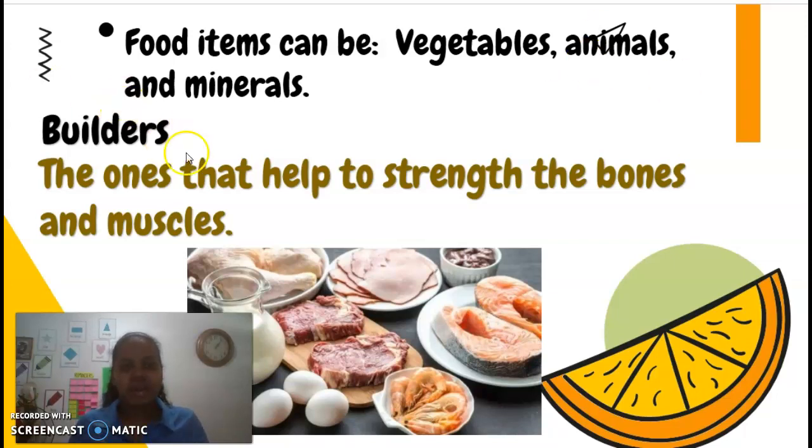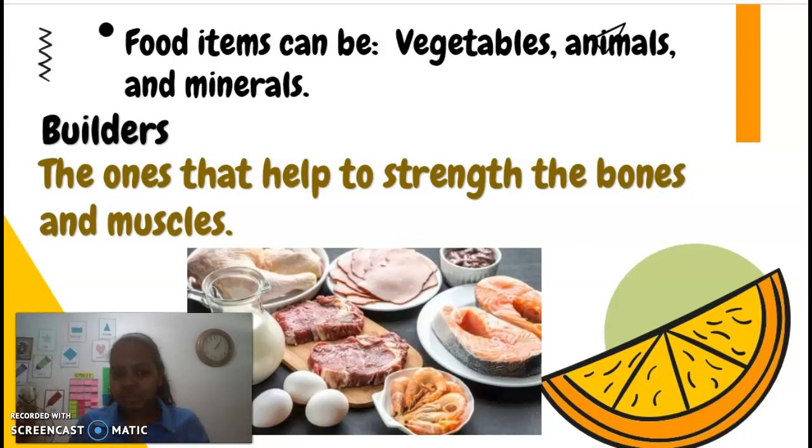So here we have the builders. The builder foods, or the builder elements, are the ones that help to strengthen the bones and muscles. So they are the ones that provide strength to our bones and to our muscles.